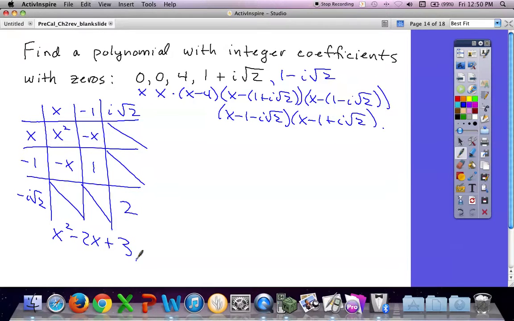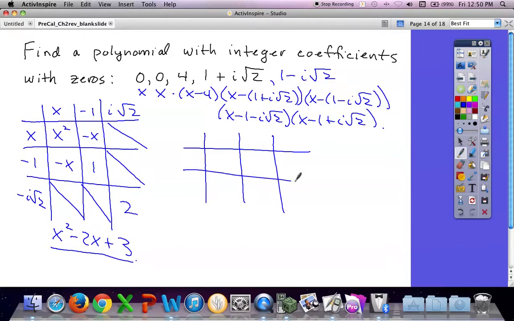Okay, now we have to do one more, well, actually 2 more multiplications, but the last one's simple. Right? How are we going to multiply x squared minus 2x plus 3 times x minus 4? Do another table, right? It'll be a little smaller because we only have 2 terms in this one, x minus 4. And now we've got x squared minus 2x plus 3. So multiply those two together.